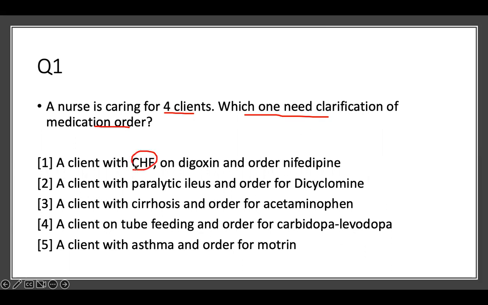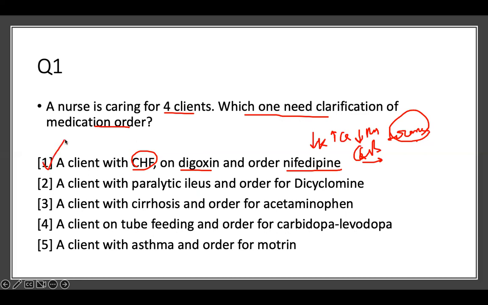So you have a client who has CHF, is on digoxin, and has an order for nifedipine. You know, with digoxin, one of the things you need to avoid is a calcium channel blocker. This is a calcium channel blocker, so you should avoid it in digoxin patients. So definitely this is negative. You should also avoid ephedrine. You should avoid low potassium, high calcium, and low magnesium. And you should also avoid licorice, okay? This also causes hypokalemia. So this one, I need clarification.